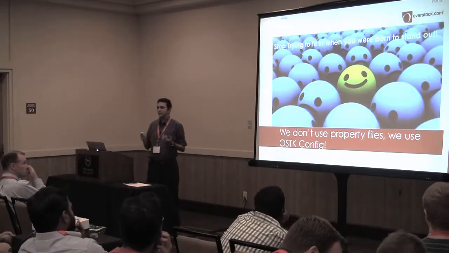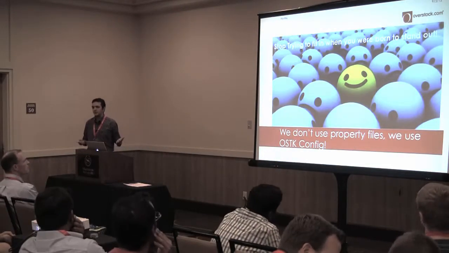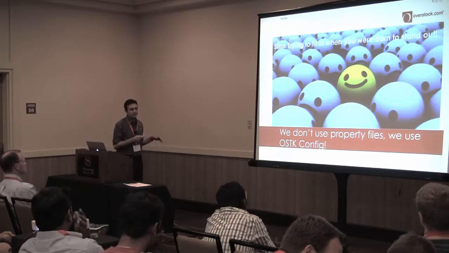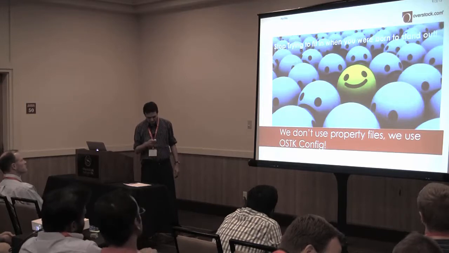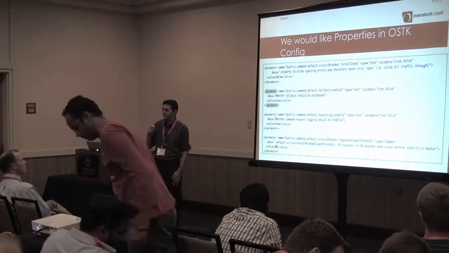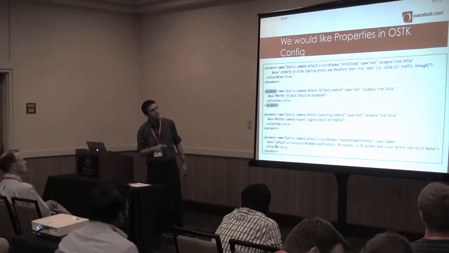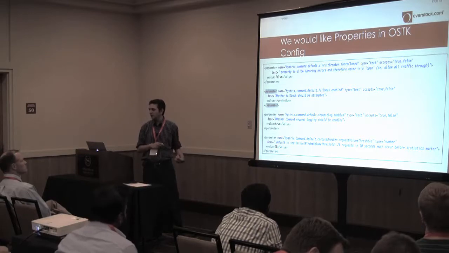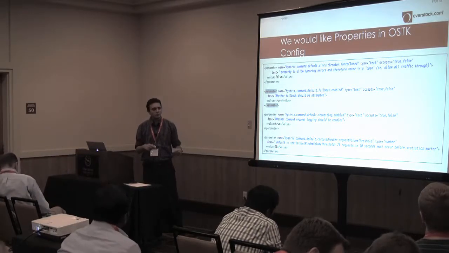Now, we're kind of unique, right? We don't use RKS, we don't use property files and so on. We're kind of unique. We have something called OSTK config, which is pretty awesome. So, how do we do that with Overstock config? Well, architecture team to the rescue. We try to do something. We would like to define properties such as this, right? In Overstock config, so that you can use config console to change those properties, view those properties, and so on.